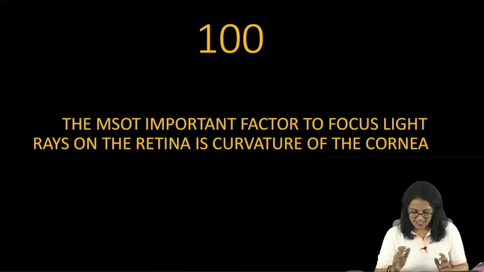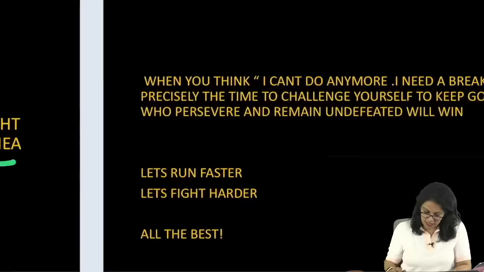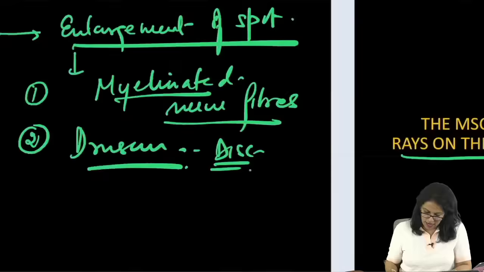The most important factor to focus light rays on the retina is curvature of the cornea. I went back to the basics. Is it correct? Do you realize it? What are the two things that you have to understand here? Can I rub this one? I'll just rub this to explain something here. There was an interesting question in your NEET PG or AIIMS exam. That's why I have put this point here.